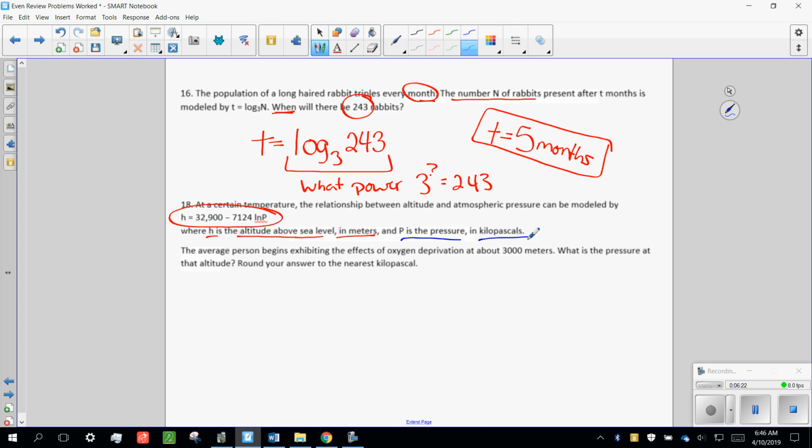Okay, so they tell us a height in meters. Let's circle that, 3,000 is the height, and that's equal to 32,900 minus 7124 times the natural log of p. So now we need to solve for p. First step, subtract 32,900.